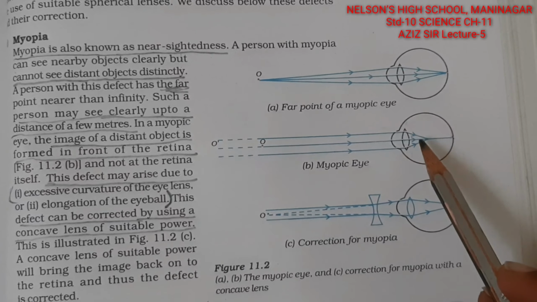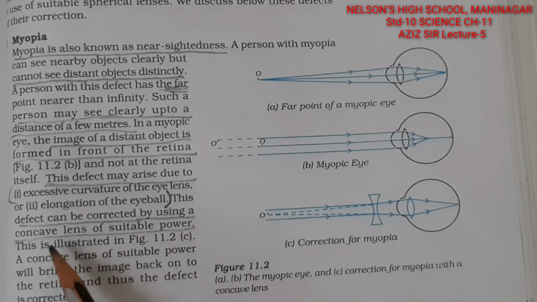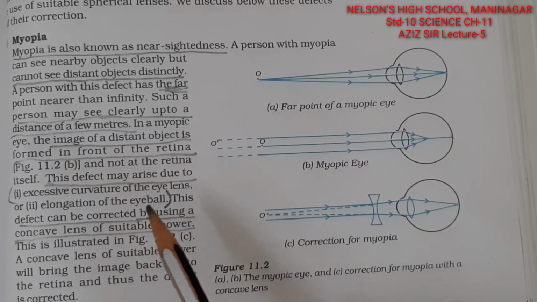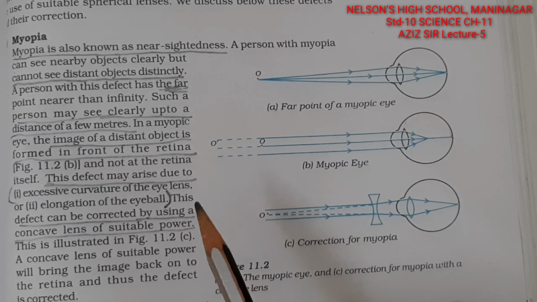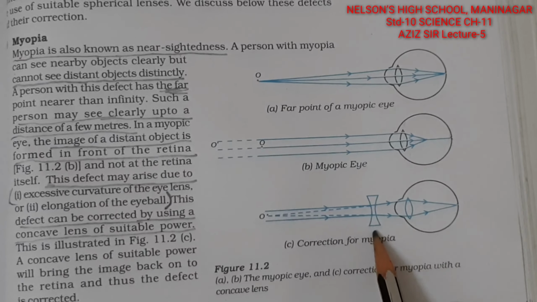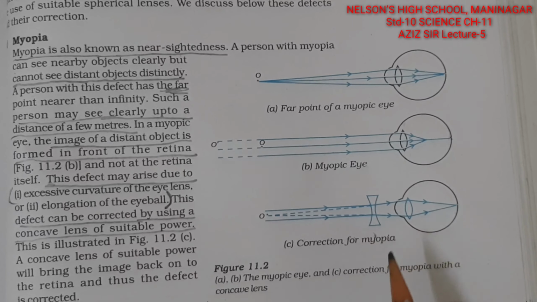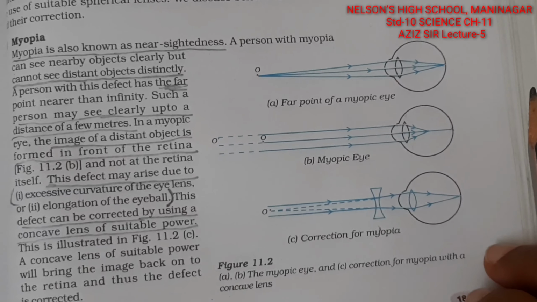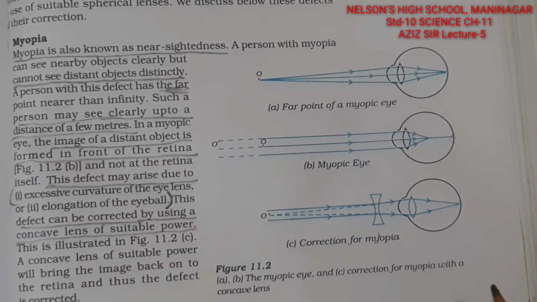And secondly, elongation of the eyeball happens, that means it remains thick only and can't become thin. The defect can be corrected by using a concave lens. You are able to see here, this is the concave lens, and the correction can be made by using the appropriate focal length to make your eye correct.